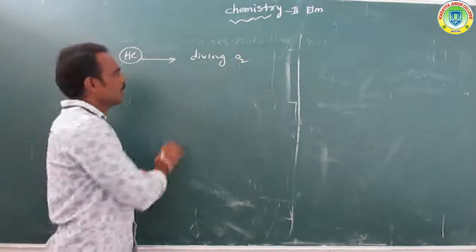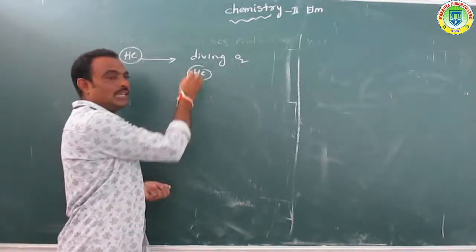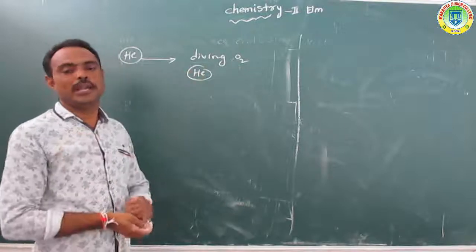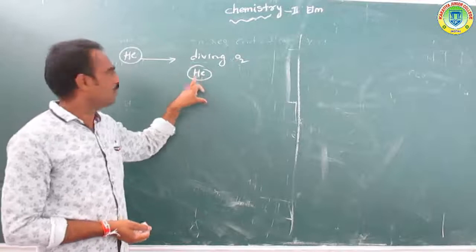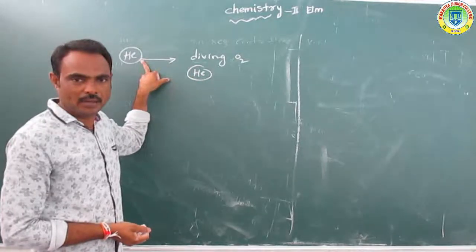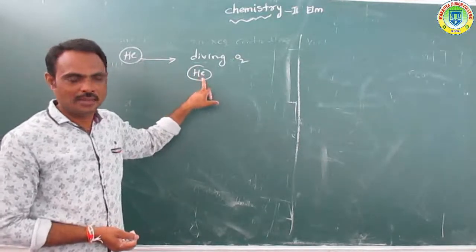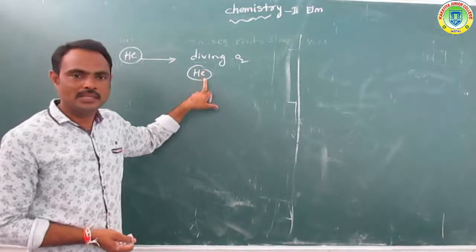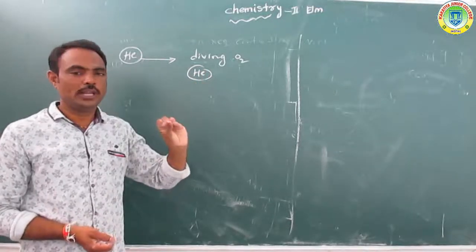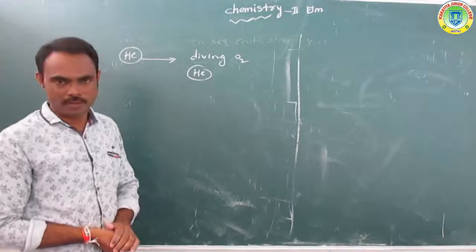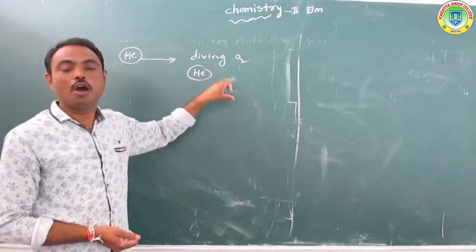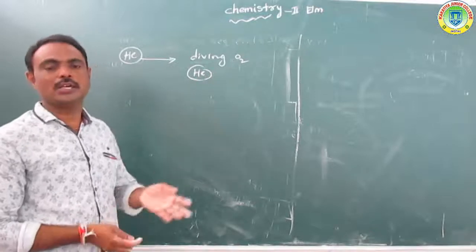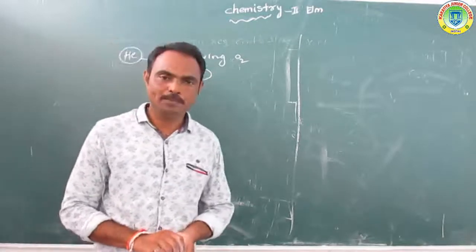Helium is not easily soluble in blood. So why use helium in oxygen cylinders? This helium is easily soluble in our human blood. Due to this reason, we use it in diving apparatus. This is the use of helium.